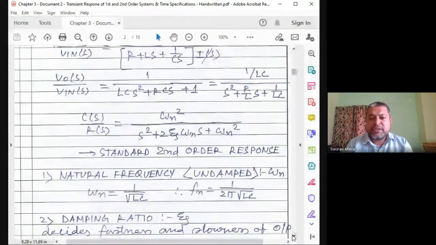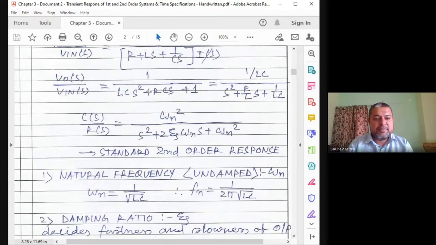What is called the forcing function? Whenever some input is given. Suppose I am giving a step input, the response of the system will be different. So all this depends on R(S). So C(S) by R(S): C(S) is the output, R(S) is the input. So C(S) is equal to R(S) into omega n square over the denominator. If we put a step for R(S), C(S) is going to be something. If we put a ramp, C(S) is going to be something. If we put a sinusoidal, C(S) is going to be something. So R(S) is the forcing function, or it is called the input or excitation. Depending on R(S), C(S) changes.